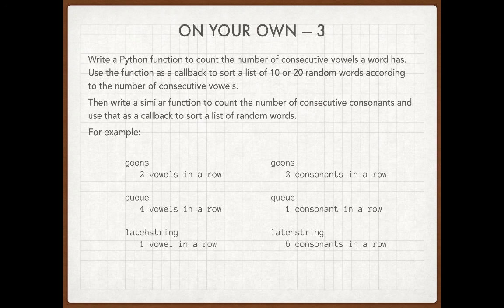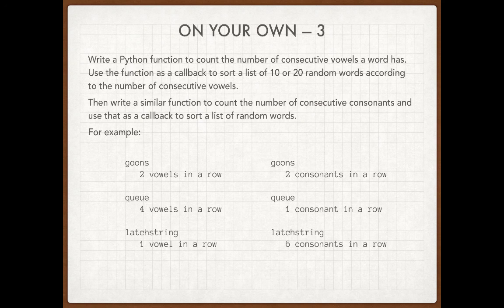And then do the same thing, but for consonants, and then go through that whole list again. So goons has 2 consonants in a row, right? The NS at the end. Q only has one consonant because there's a Q at the beginning and that's it. But latchstring has 6 consonants in a row, so T, C, H, S, T, R all in one row.